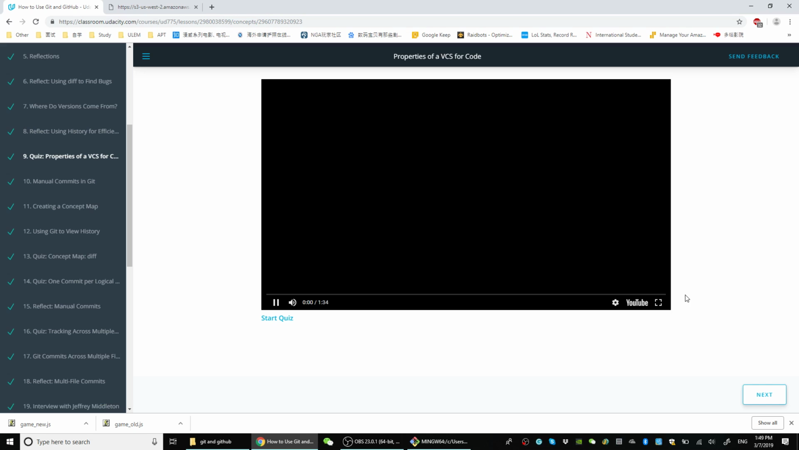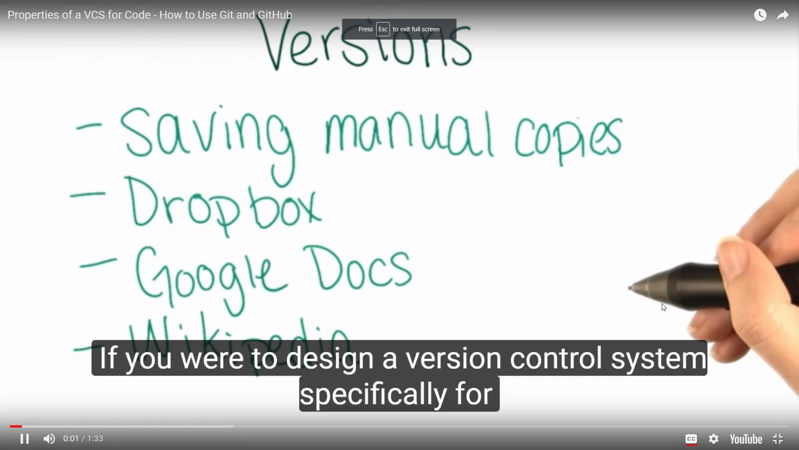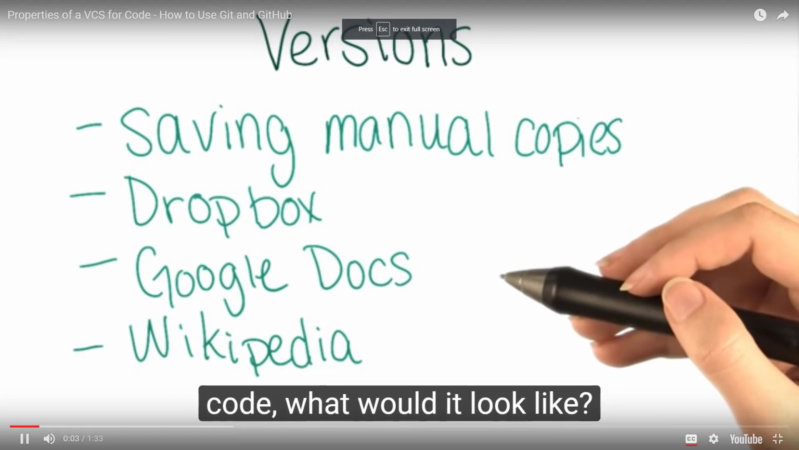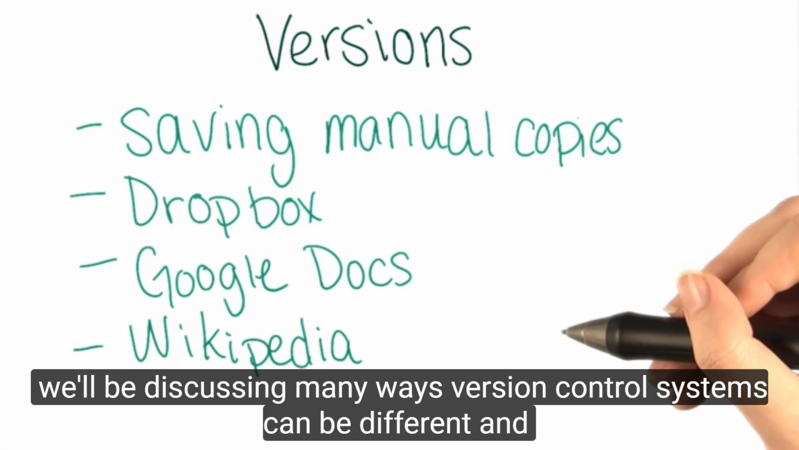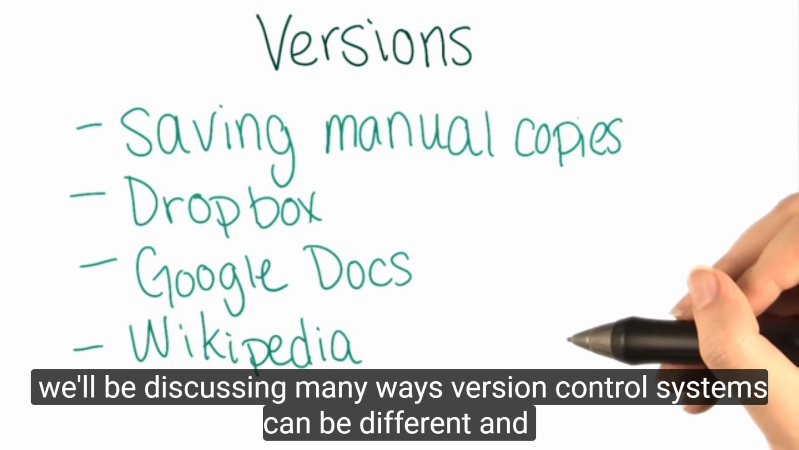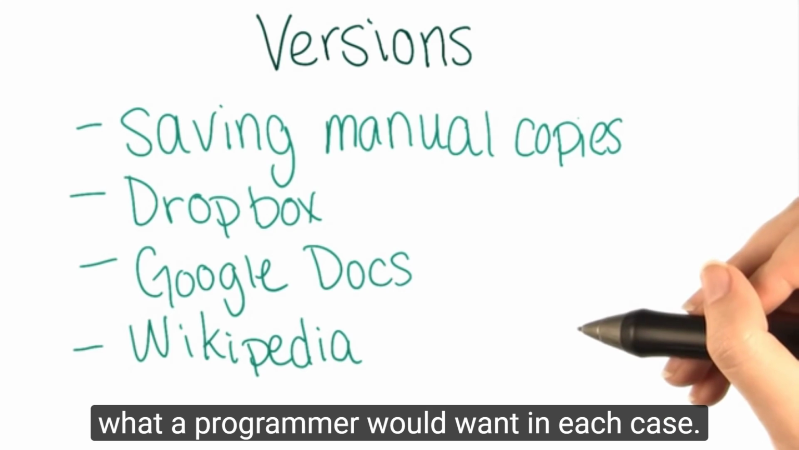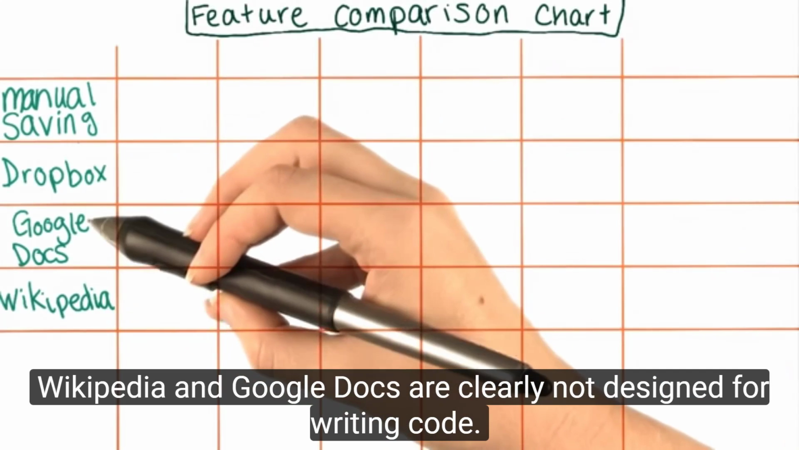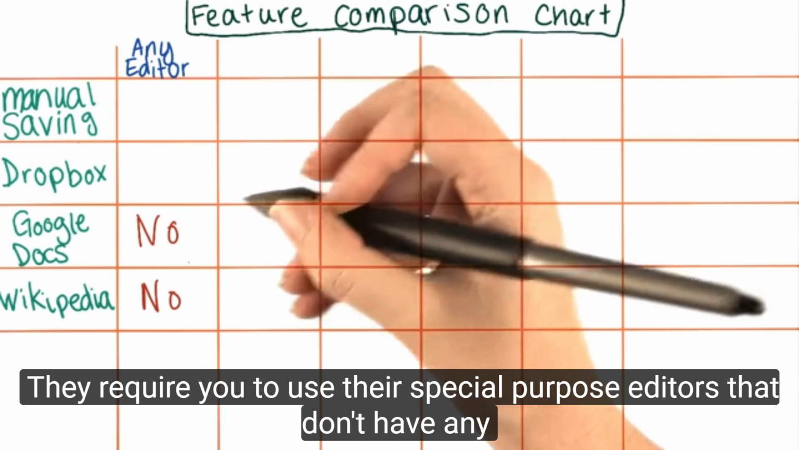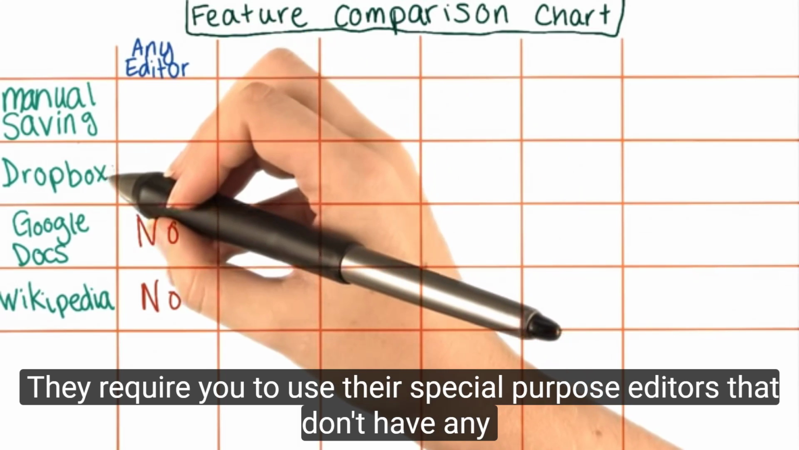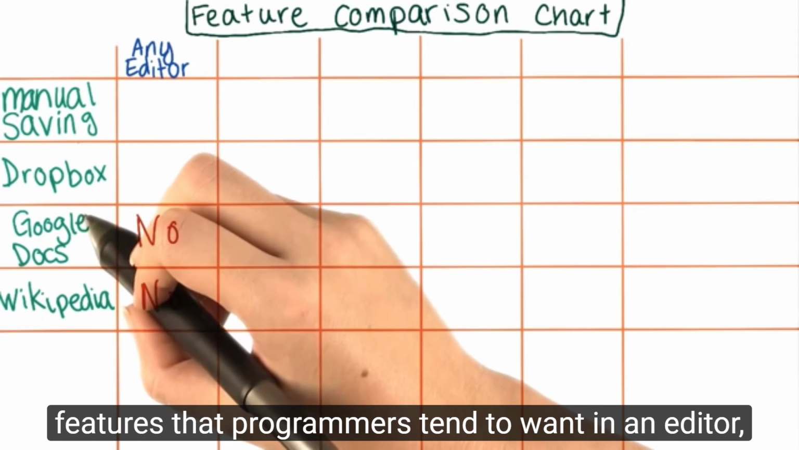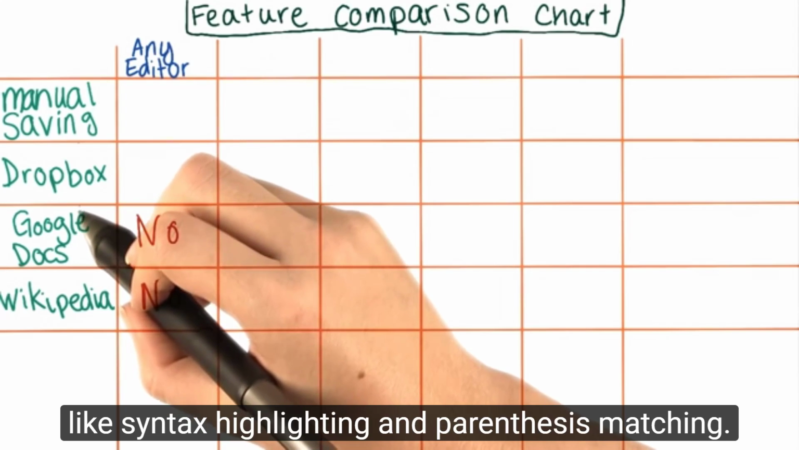If you were to design a version control system specifically for code, what would it look like? In the rest of this lesson, we'll be discussing many ways version control systems can be different and what a programmer would want in each case. Wikipedia and Google Docs are clearly not designed for writing code. They require you to use their special-purpose editors that don't have any features that programmers tend to want in an editor, like syntax highlighting and parenthesis matching.